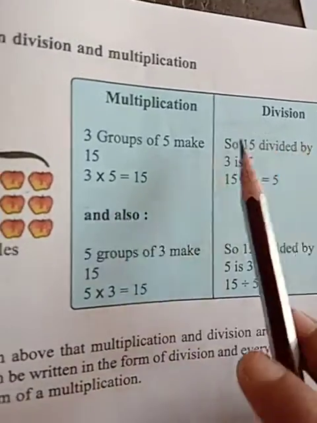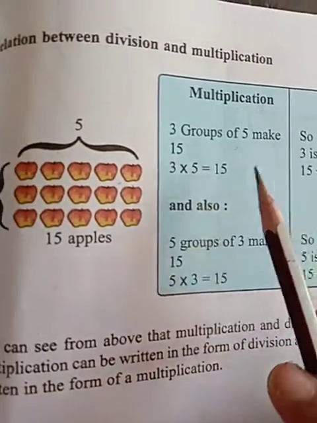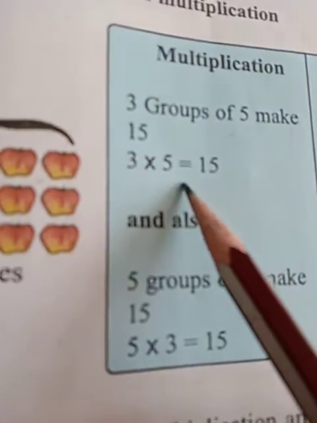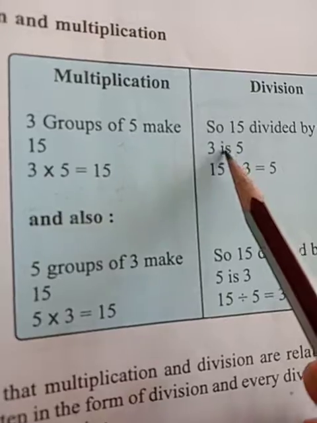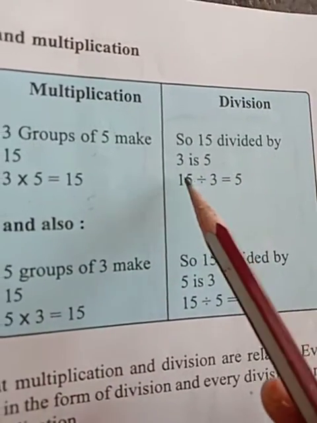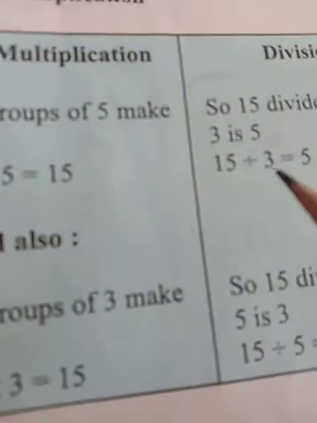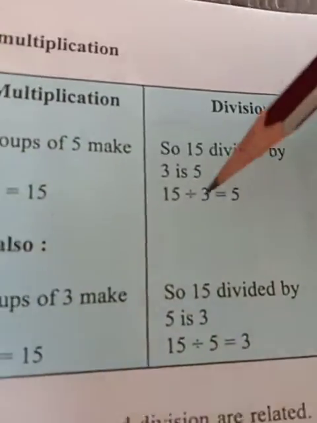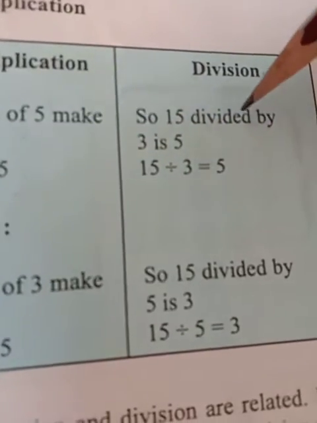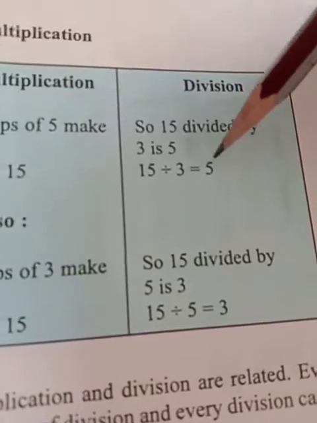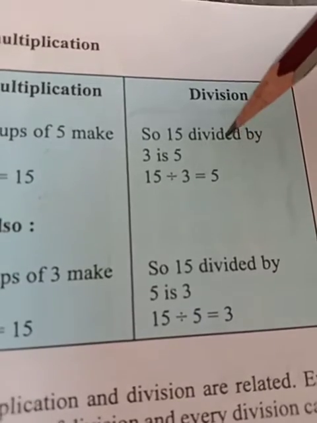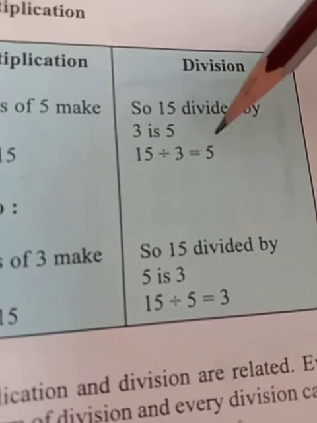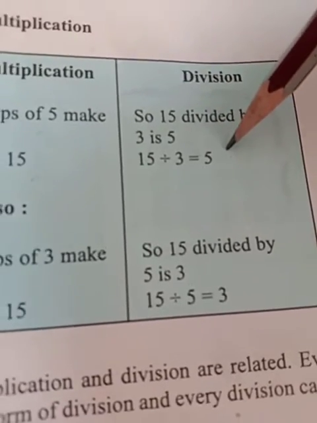So, the division and multiplication relation. 3 5s are 15. Which numbers are we taking? 3 and 5 and 15. So here 15 divided by 3 is 5. See here, 15 divided by 3 equals 5. Understand? 15 divided by 3 is equal to 5.